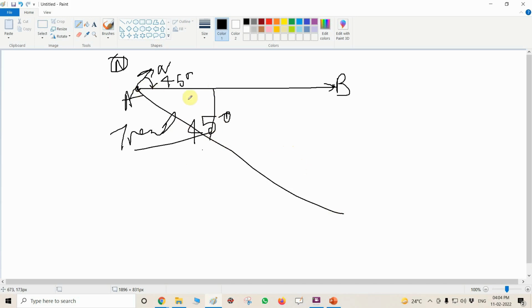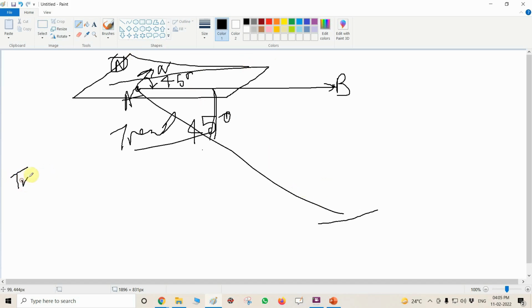What is the inclination of that linear feature? So suppose there is a linear feature here, like a joint or any other structure, and you are seeing from here. What is the inclination from the horizontal surface or horizontal virtual plane? That will give you the idea of plunge.